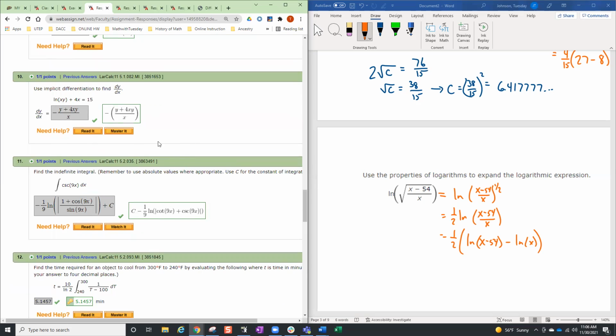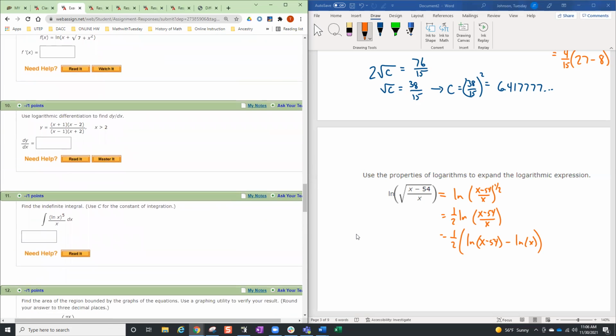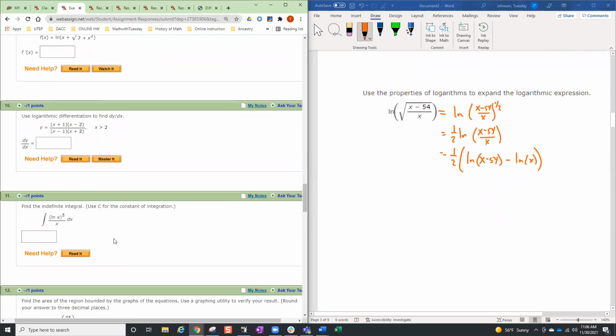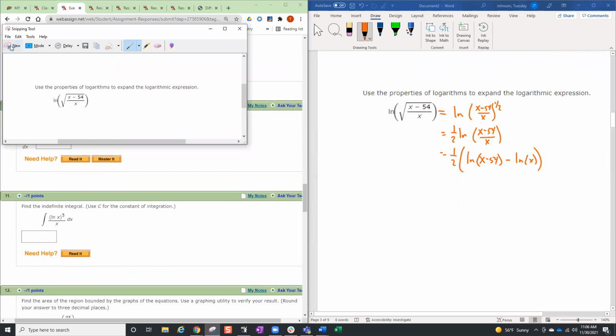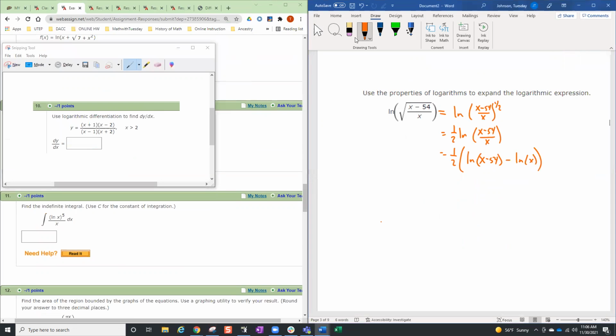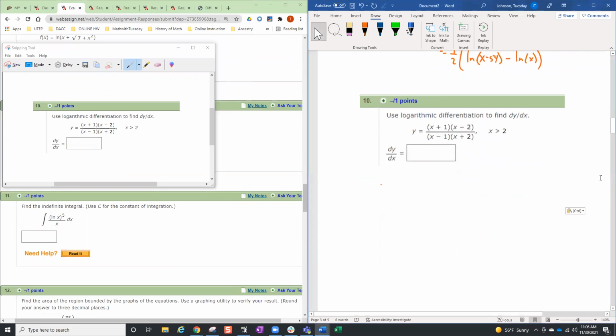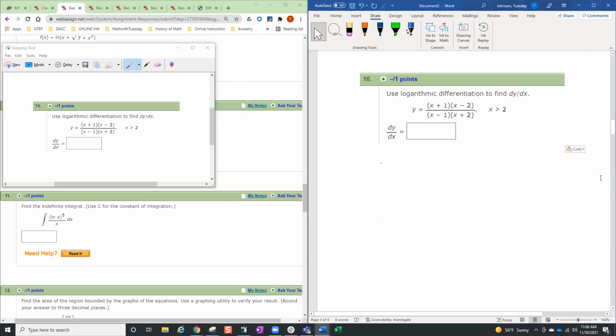Let's do an implicit differentiation. Let's look at number 10. Ooh, logarithmic and implicit differentiation. So let's do logarithmic first, because for me it's more fun, which generally means it's one of the more difficult concepts. I don't know. I really like it when I understand a difficult concept.